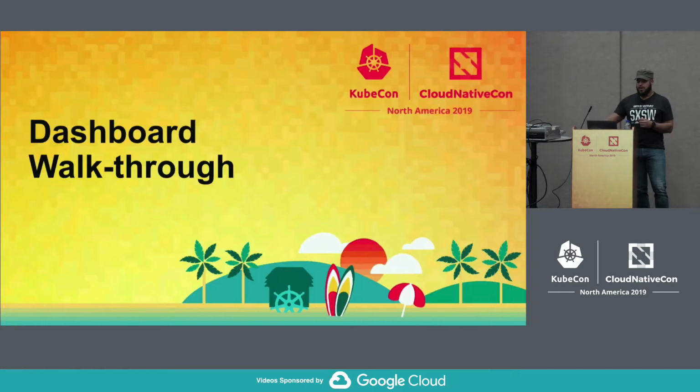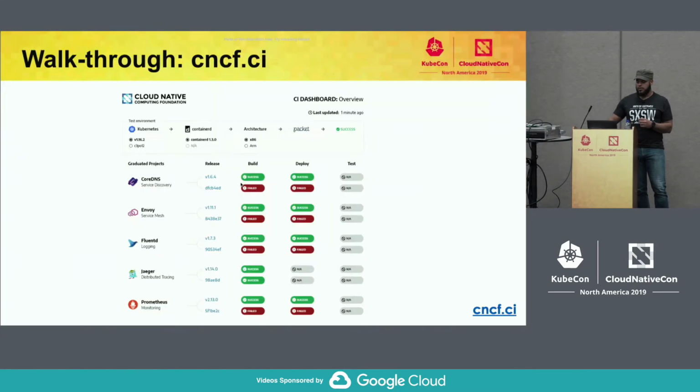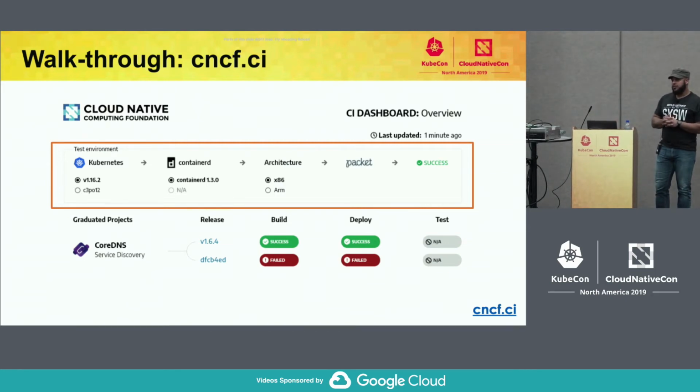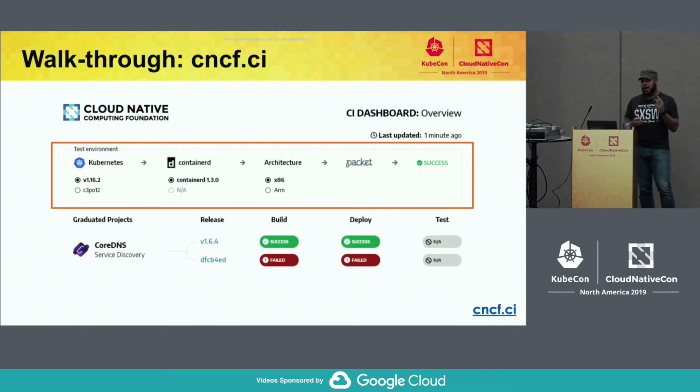So now we're going to do a quick dashboard walkthrough. Here's what the dashboard looks like, and we're going to dive into that a little bit more. The test environment at the top of the dashboard is where we allow you to select Kubernetes head or stable. And then we also show containerd version there. And then you have the architecture, which is x86 or ARM. And then we display the bare metal provider, which is Packet. Under the test environment, there's a list of projects.